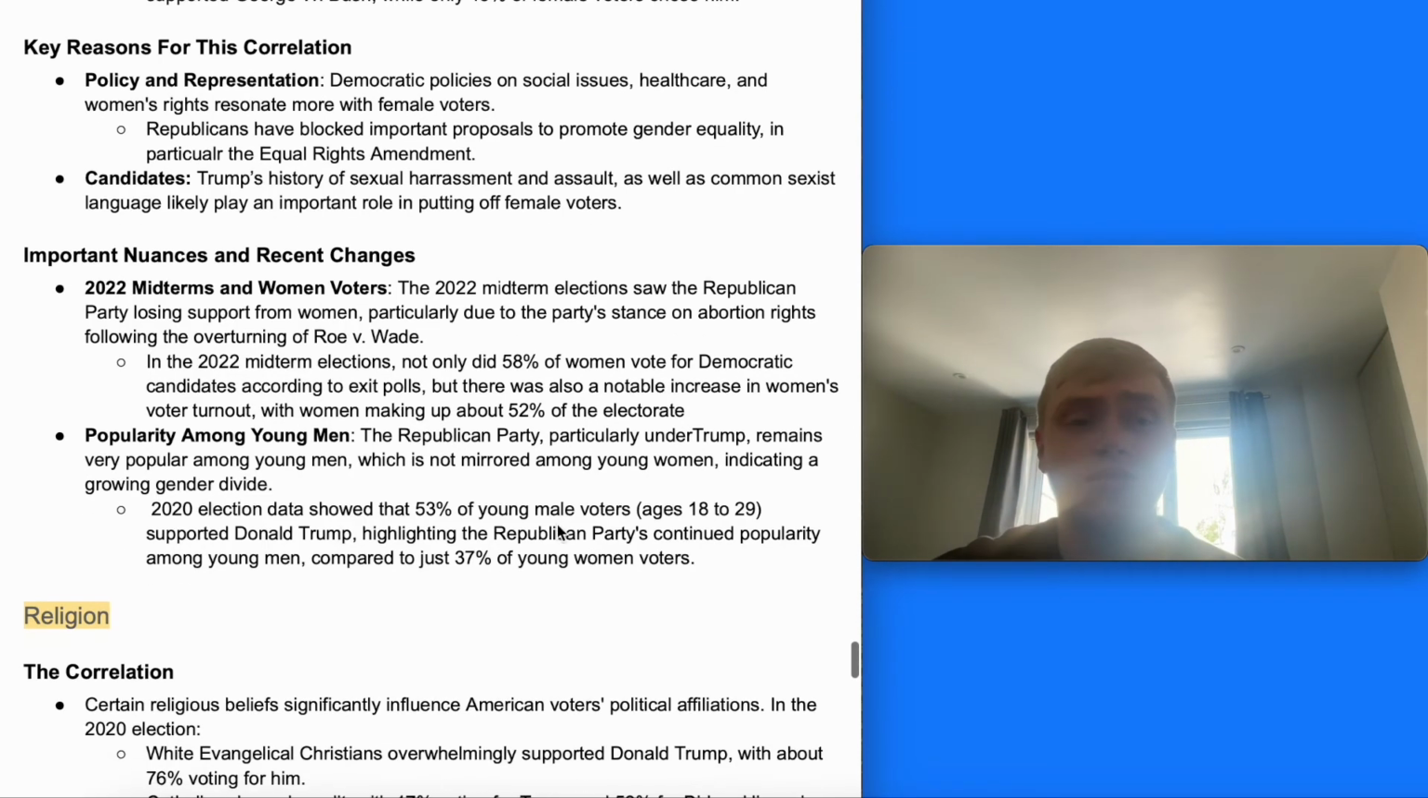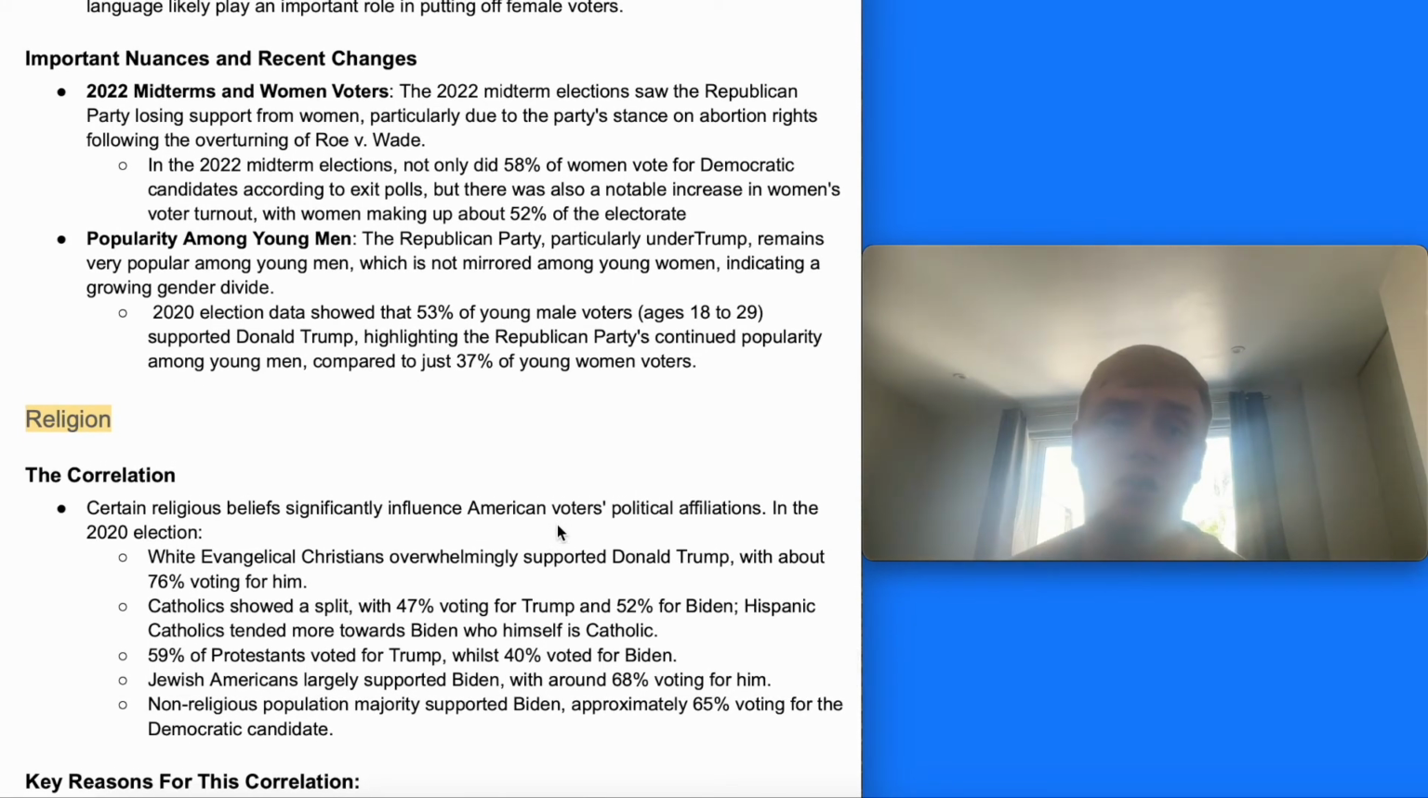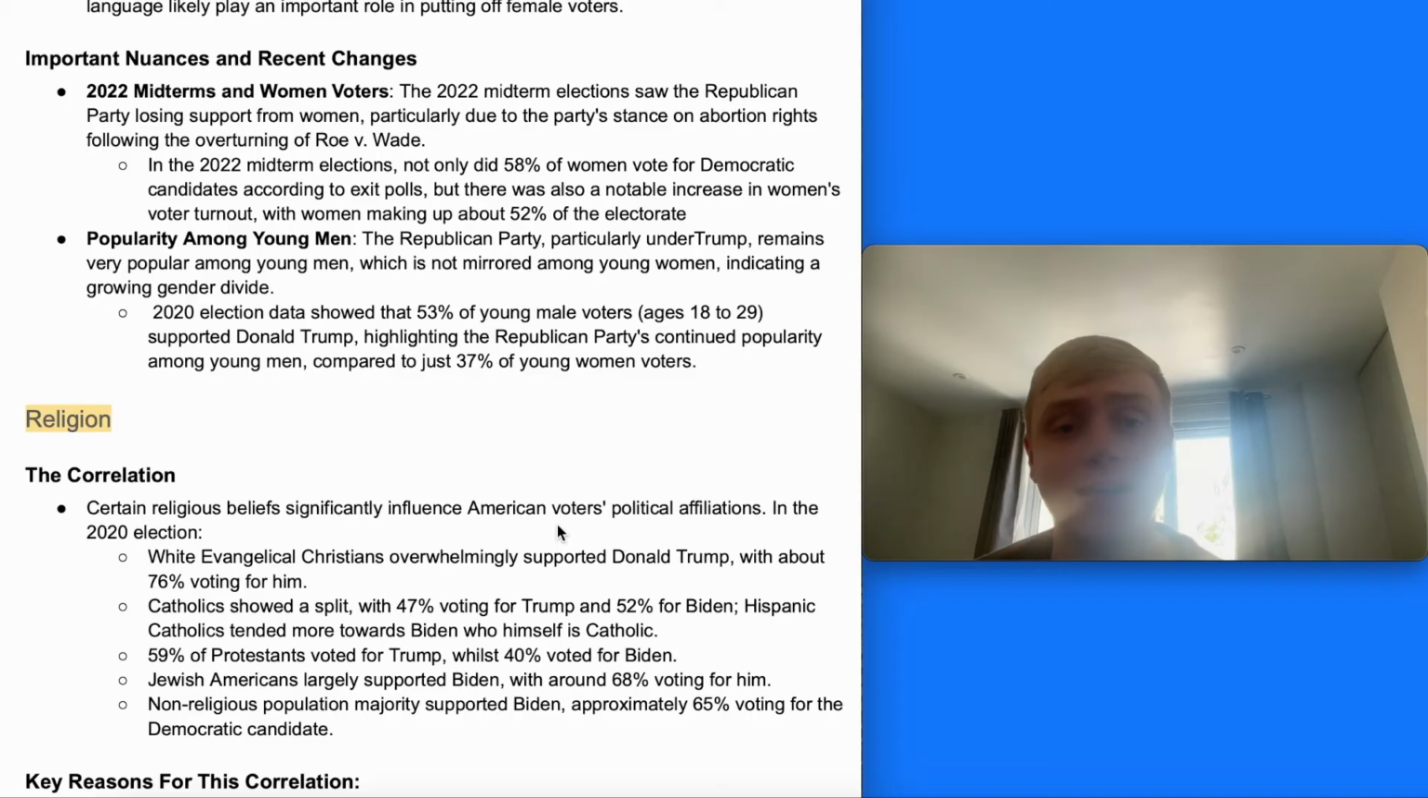There are important nuances and recent changes, in particular the increasing importance of gender. So the 2022 midterm elections saw the Republican Party lose support from women, particularly due to the party's stance on abortion rights following the overturning of Roe v. Wade. In the 2022 midterm elections, not only did 58% of women vote for the Democratic candidates, there was also a notable increase in women's voter turnout, with women making up about 52% of the electorate.